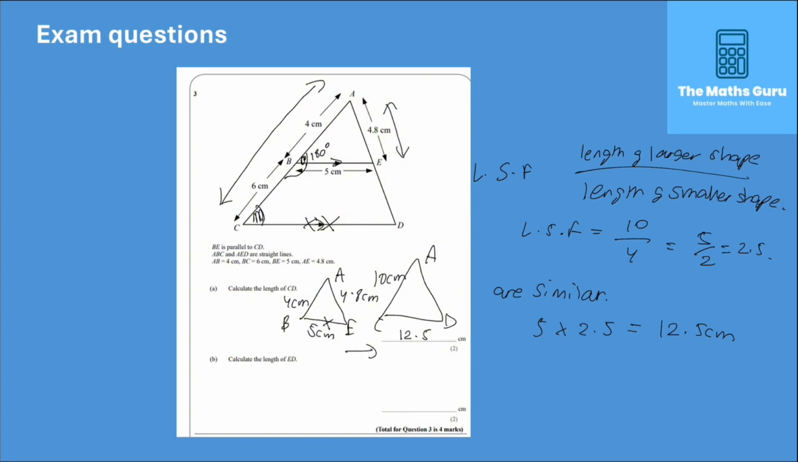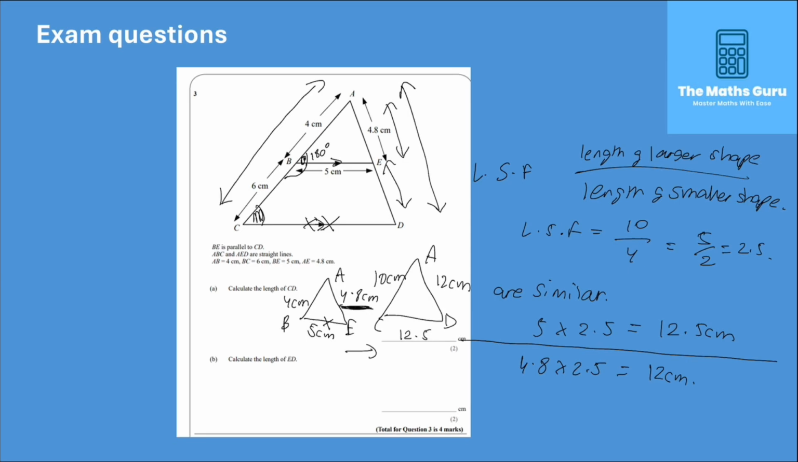Okay, calculating the length of ED, we now need to realize that our bigger triangle goes from A to D, right? So let's first obtain that. We have our smaller value, which is 4.8. So 4.8 times our 2.5 is going to be equal to 12 centimeters, which tells us that the whole length of AD is 12 centimeters.